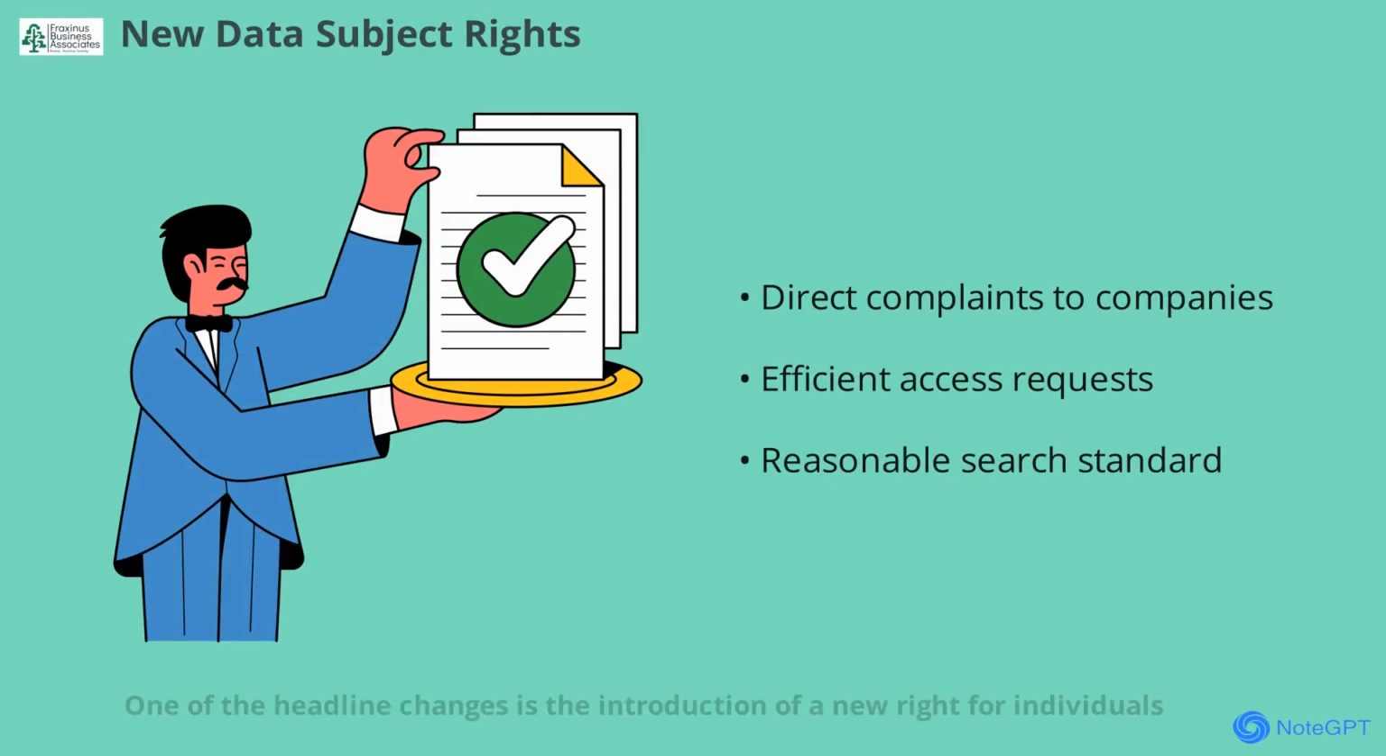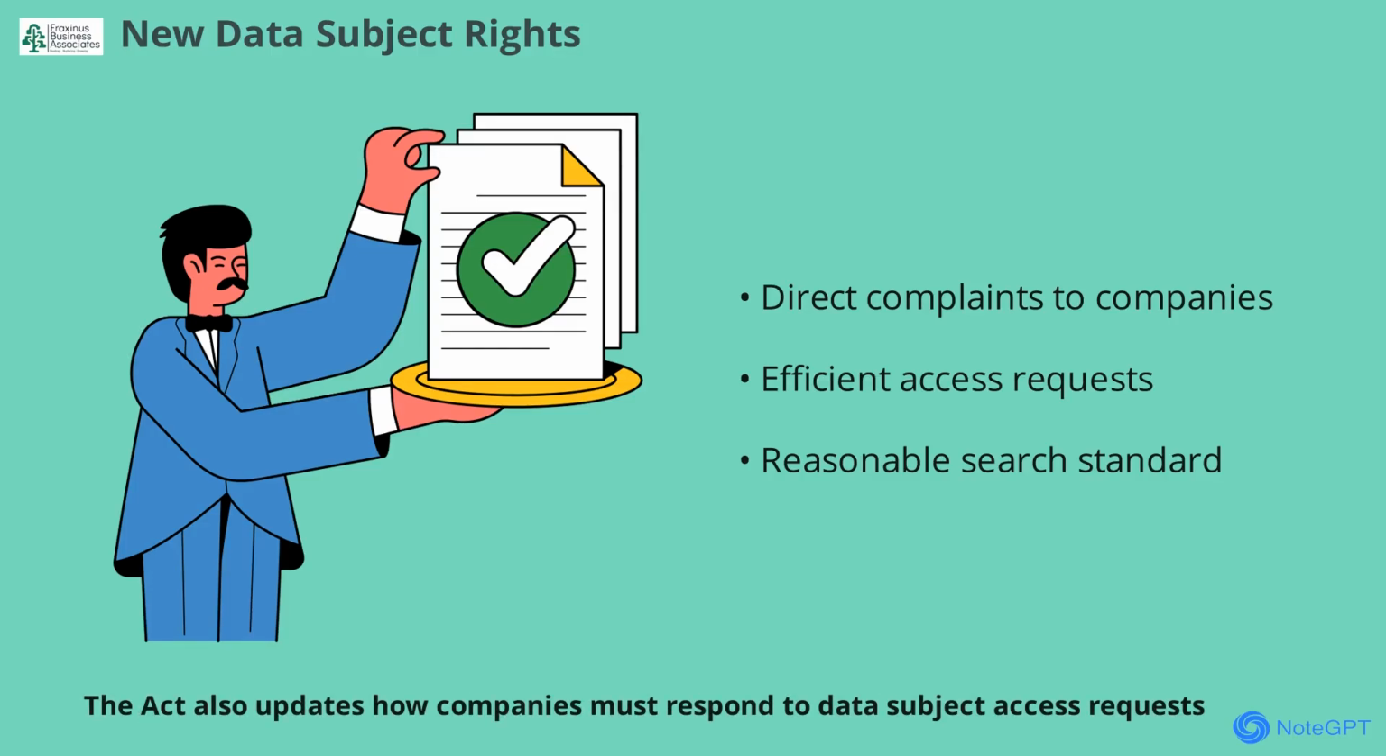One of the headline changes is the introduction of a new right for individuals: the right to complain directly to the companies that control their data. This means if you believe your data rights have been violated, you can now approach the company first, before escalating to the regulator. The Act also updates how companies must respond to data subject access requests, clarifying that only reasonable and proportionate searches for personal data are required.